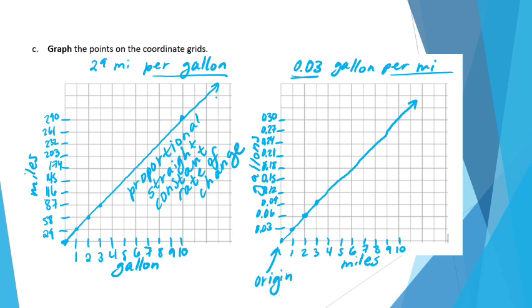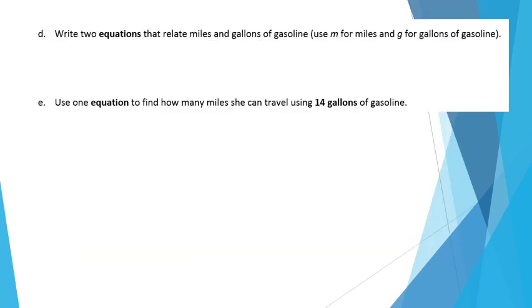And so those are the two graphs you should have. I know it takes some time to set those up, but it's really important to think through what they mean and why they work. So in the beginning, we found 2 unit rates, 29 miles per gallon and 3/100ths of a gallon per mile. So now I'm going to write 2 equations.